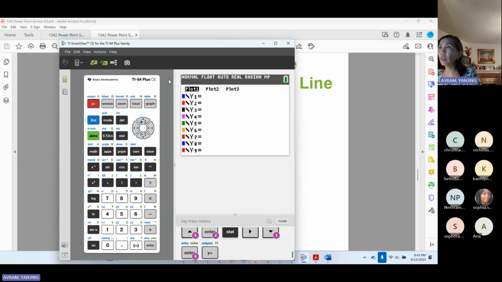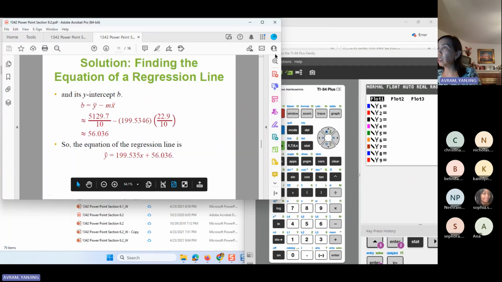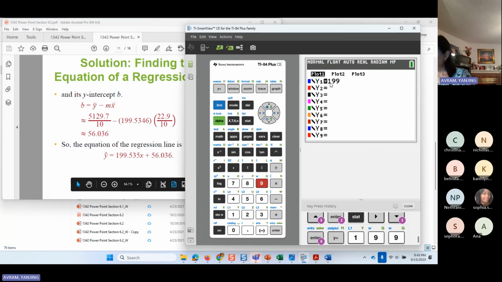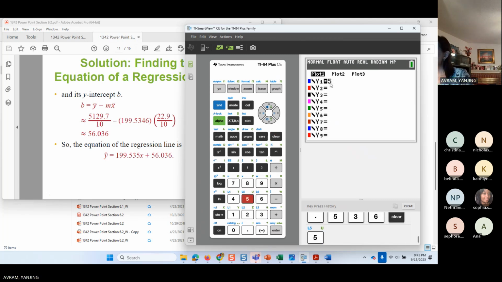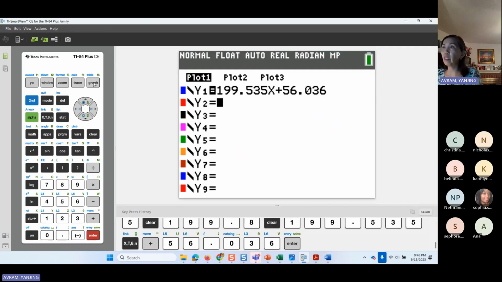So I can go ahead and graph this one in here. Look at it. I can input this whole thing into my y value, and then we can graph them. So 199.5346x, okay, and then plus 56.036. So when I graph this one right here, let's see what happened.